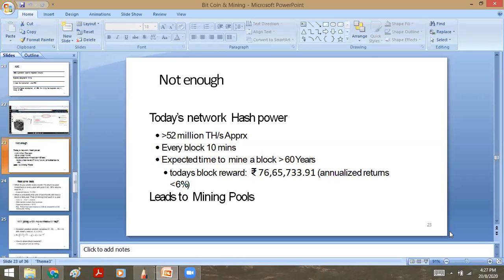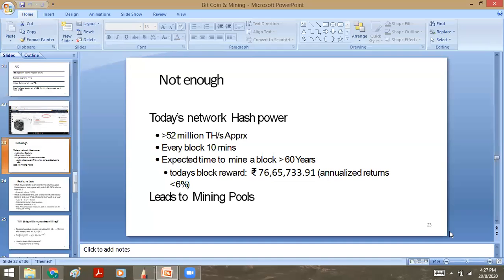ROI, return on investment. But these numbers are changing rapidly. I'm not sure if this number is still valid. But over a period of time, things are becoming tough to mine. The investment is becoming high.